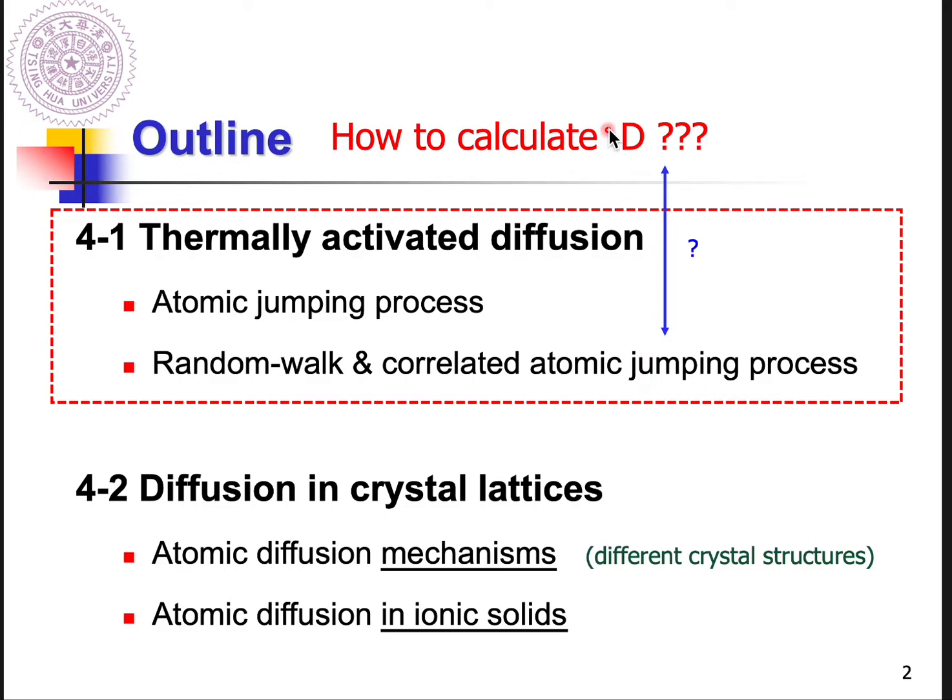So how to obtain the diffusivity? What's the relationship between the jumping process belonging to the random walk or correlated jumping process? What's the relationship between diffusivity and this kind of atomic jumping process? And in the second section, we are going to talk about the diffusion in crystal structures or crystal lattice.